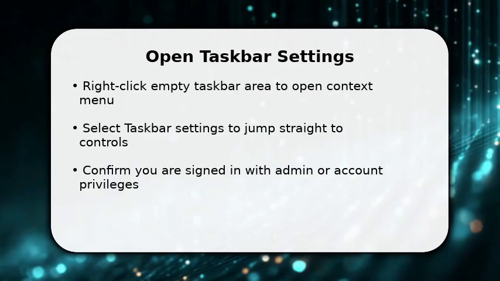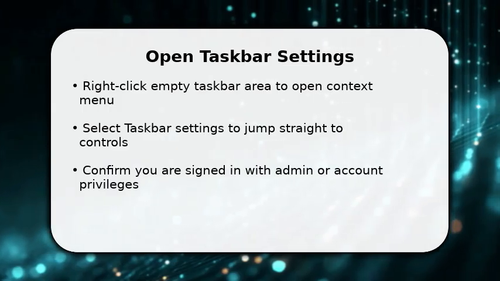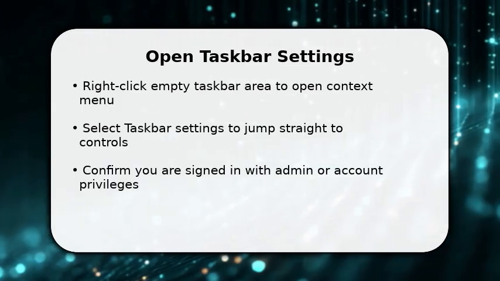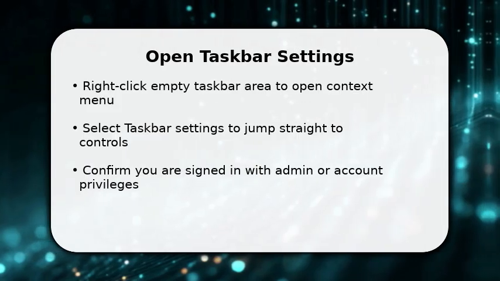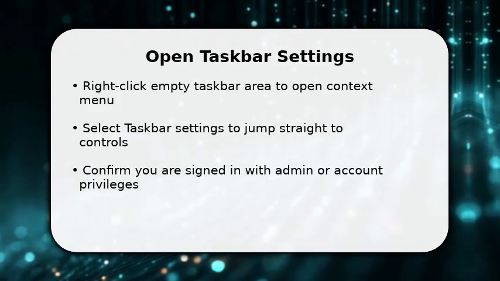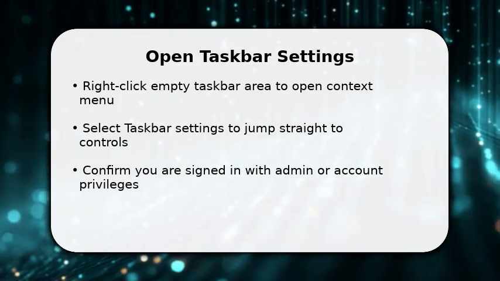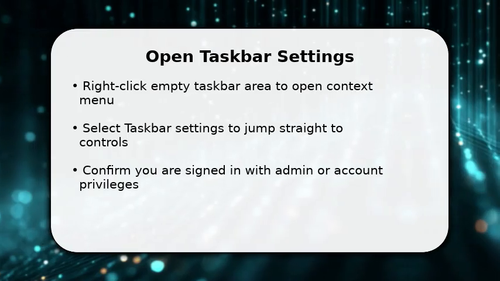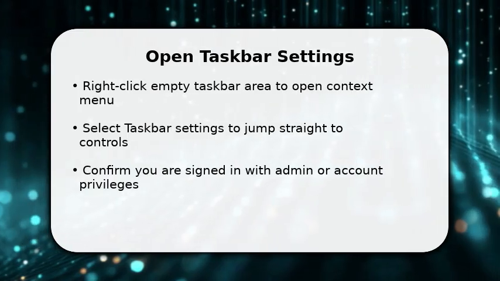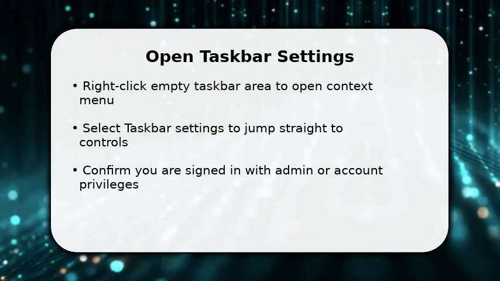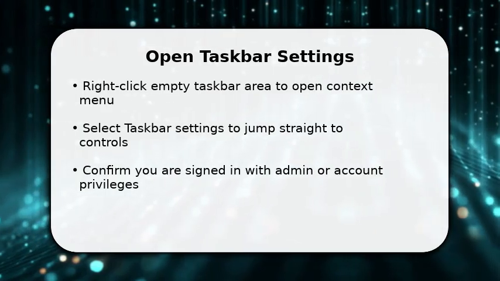You start by opening taskbar settings so you can change behavior immediately. Right-click an empty area of the taskbar and choose Taskbar Settings. This bypasses Control Panel and gets you to the right page. Once the settings window appears, make sure you are signed in as an administrator or a user with permission to change system settings. This prevents permission errors later.